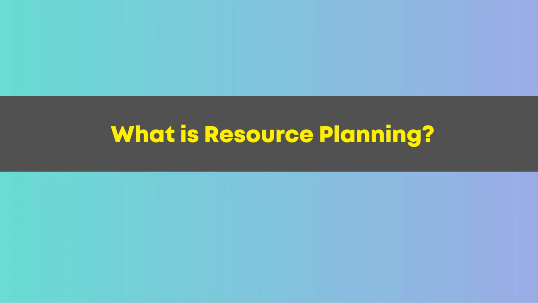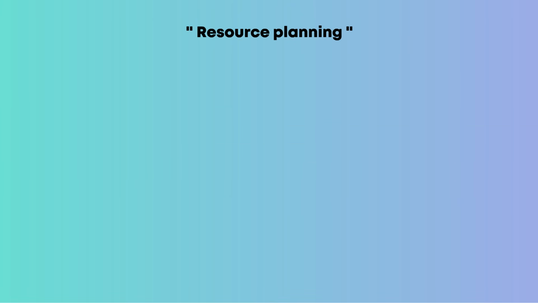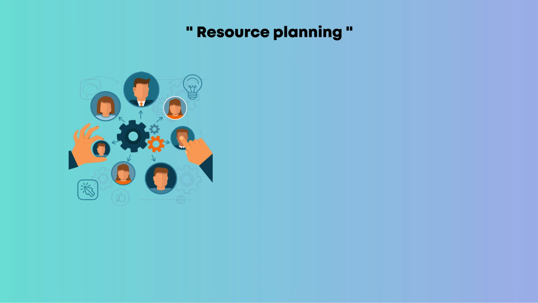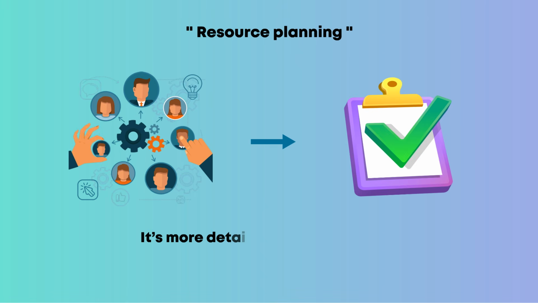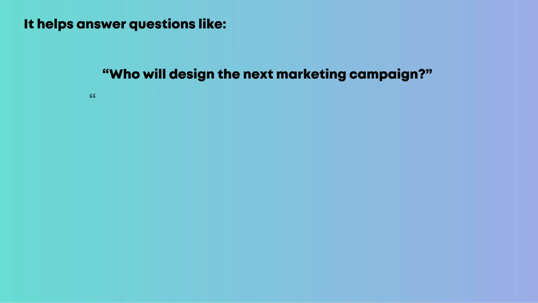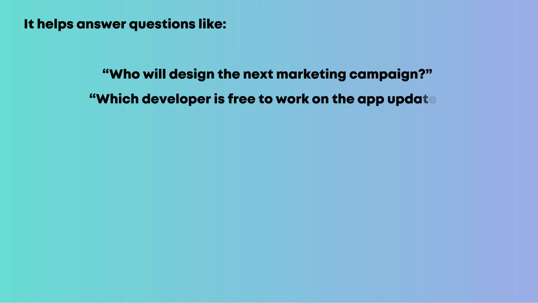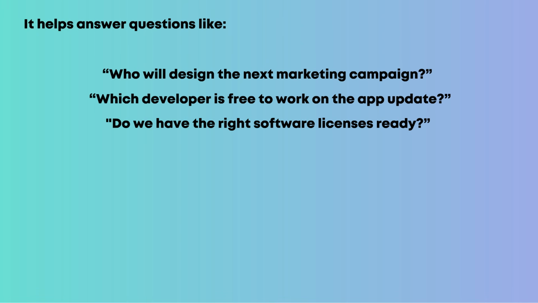Now, let's discuss what is resource planning. Resource planning, on the other hand, involves allocating specific personnel, tools, or materials to tasks or projects. It's more detailed and operational. It helps answer questions like, who will design the next marketing campaign? Which developer is free to work on the app update? Do we have the right software licenses ready?